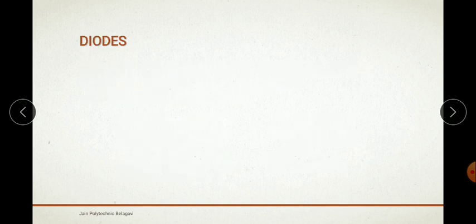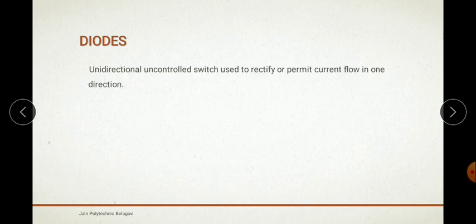Next comes the diodes. What are diodes? Diodes are nothing but uncontrolled switches which are used to rectify or permit current flow in one direction. They are nothing but devices which permit the current to flow in one direction.